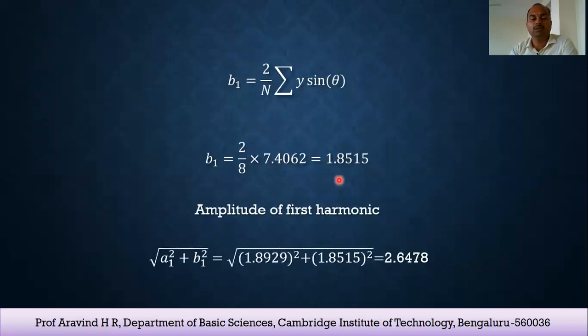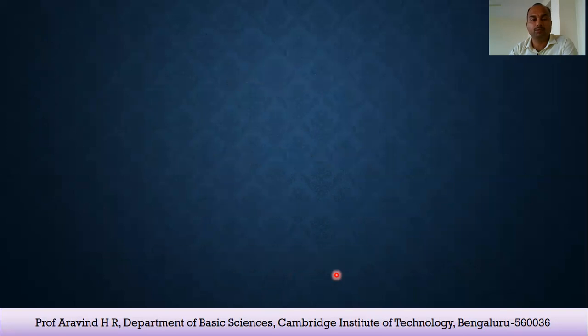Amplitude of the first harmonic is square root of a1 square plus b1 square. Substitute a1, 1.8929 whole square, plus 1.8515 whole square, that is 2.6478. This is the amplitude of the first harmonic.